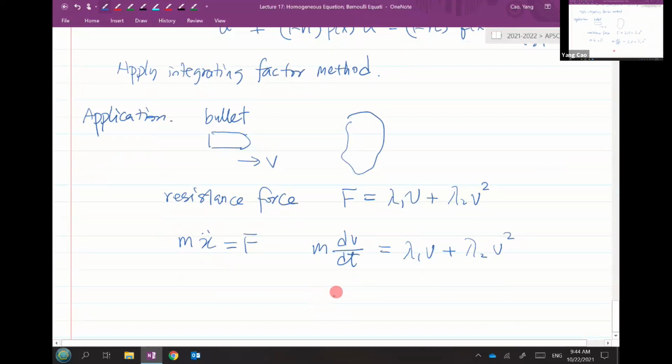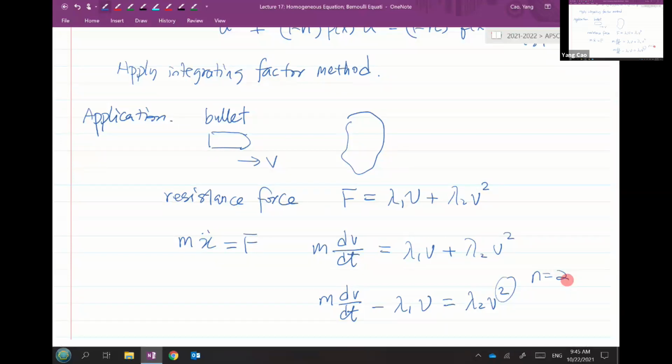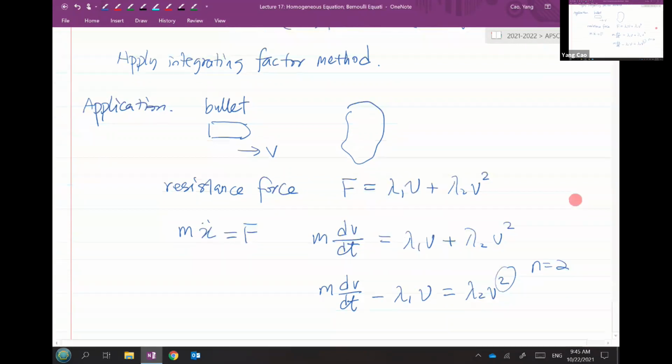Let me write it slightly differently. So m dv over dt minus lambda 1 v equals lambda 2 v squared. Now this final form of the differential equation exactly conforms to the Bernoulli equation, right? And this 2 here is basically n equal to 2. If you look at the general format of Bernoulli and let n equal to 2, that's basically what happens here. But I'll give you an example of how the Bernoulli equation can be seen in a real example here.